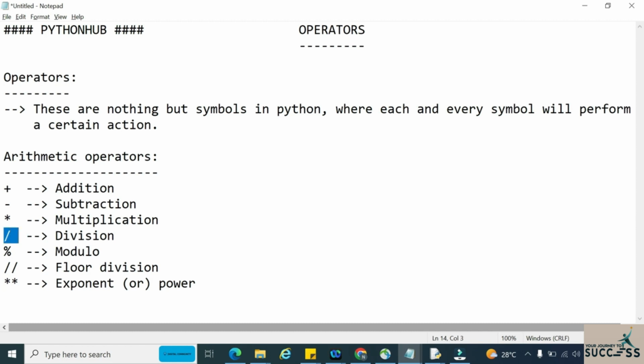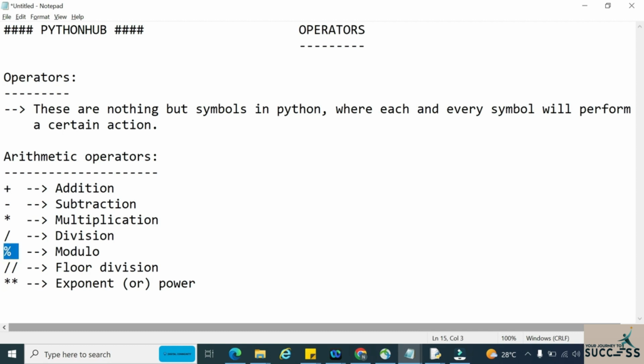Now coming to the next one, the next operator is the modulo operator. We can denote the modulo operator with the percent symbol. What this modulo operator does is, if two numbers are divided, it returns the remainder among them.